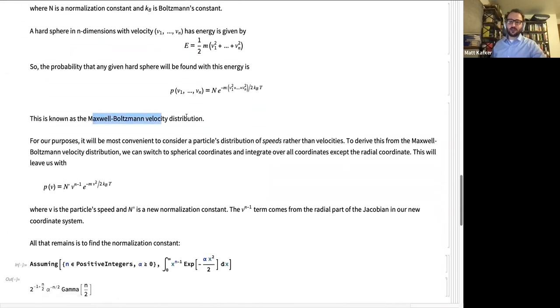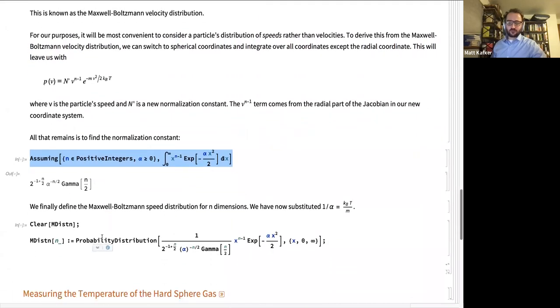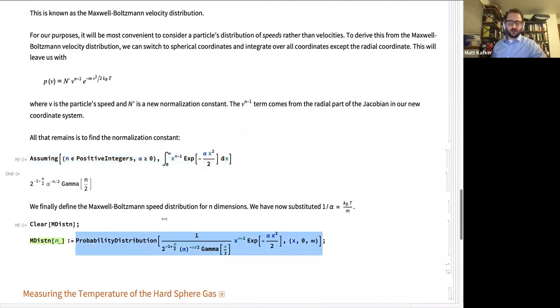This is Maxwell-Boltzmann. And we can change to spherical coordinates to get the Maxwell-Boltzmann speed distribution, which basically for visualization purposes is what we've been looking at. It's easier to visualize, and we're going to get the same results anyway. So this is the speed distribution in n dimensions, and we can compute the normalization constant by just integrating that expression up there, and we can define our Maxwell-Boltzmann distribution here.